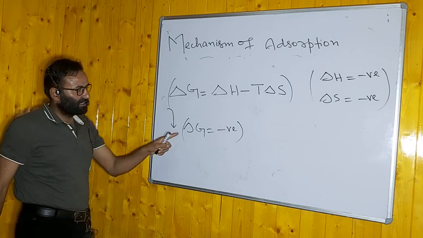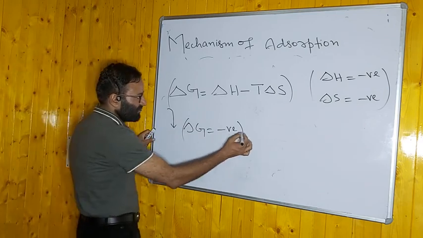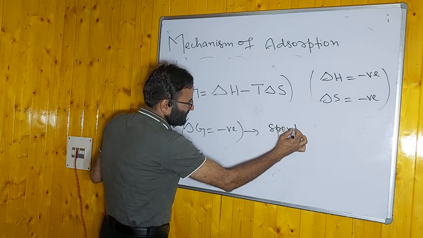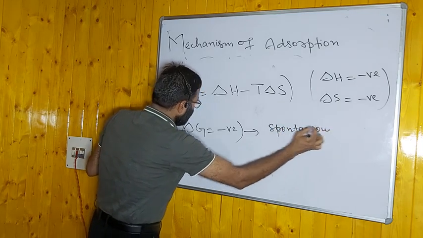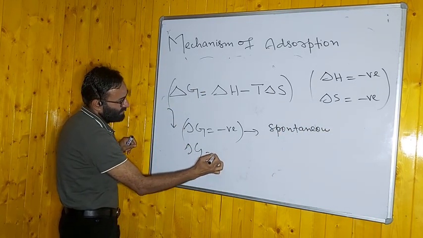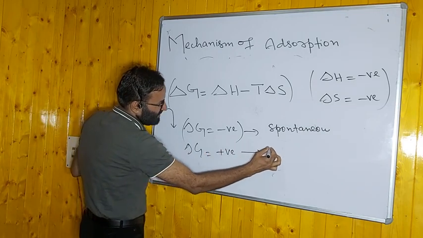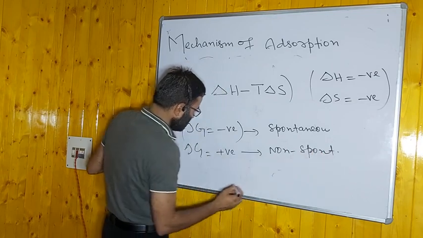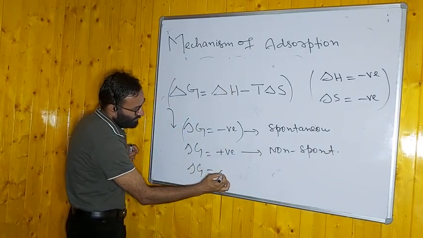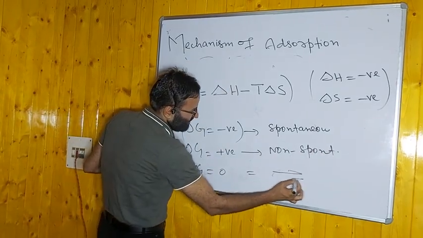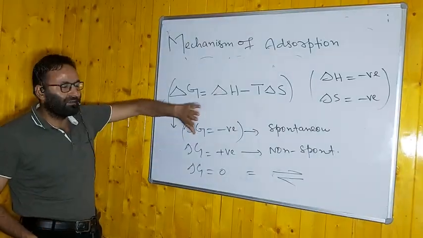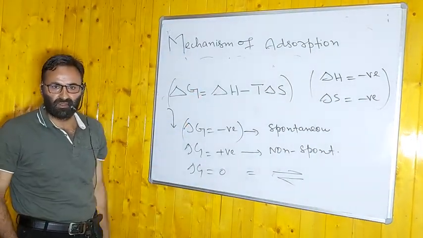When delta G comes out negative, the process is known as a spontaneous process. If delta G is positive, the process will be non-spontaneous. You know these things. If delta G comes out to be 0, at that time there will be equilibrium. Three things are there. We have discussed this in a detailed manner in thermodynamics.